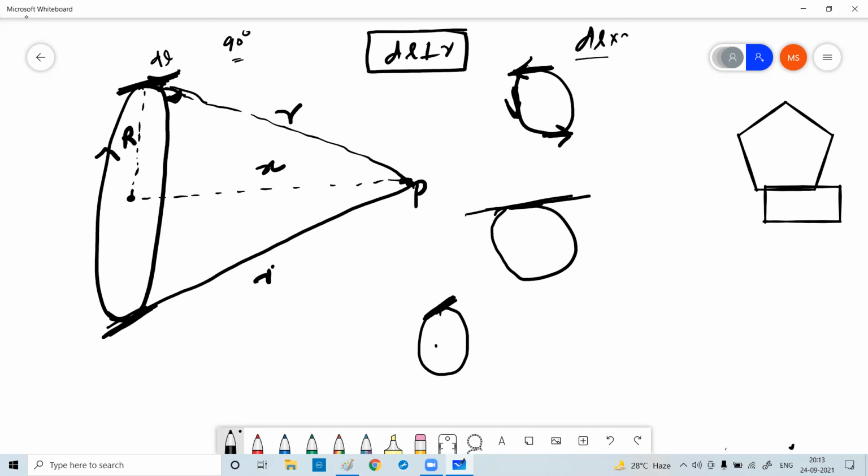So your DL cross R will become what? DL R sine theta. But theta is 90 degrees. So what will be DLR? Your DL sine theta will become DLR because sine 90 is 1. Yes or no?